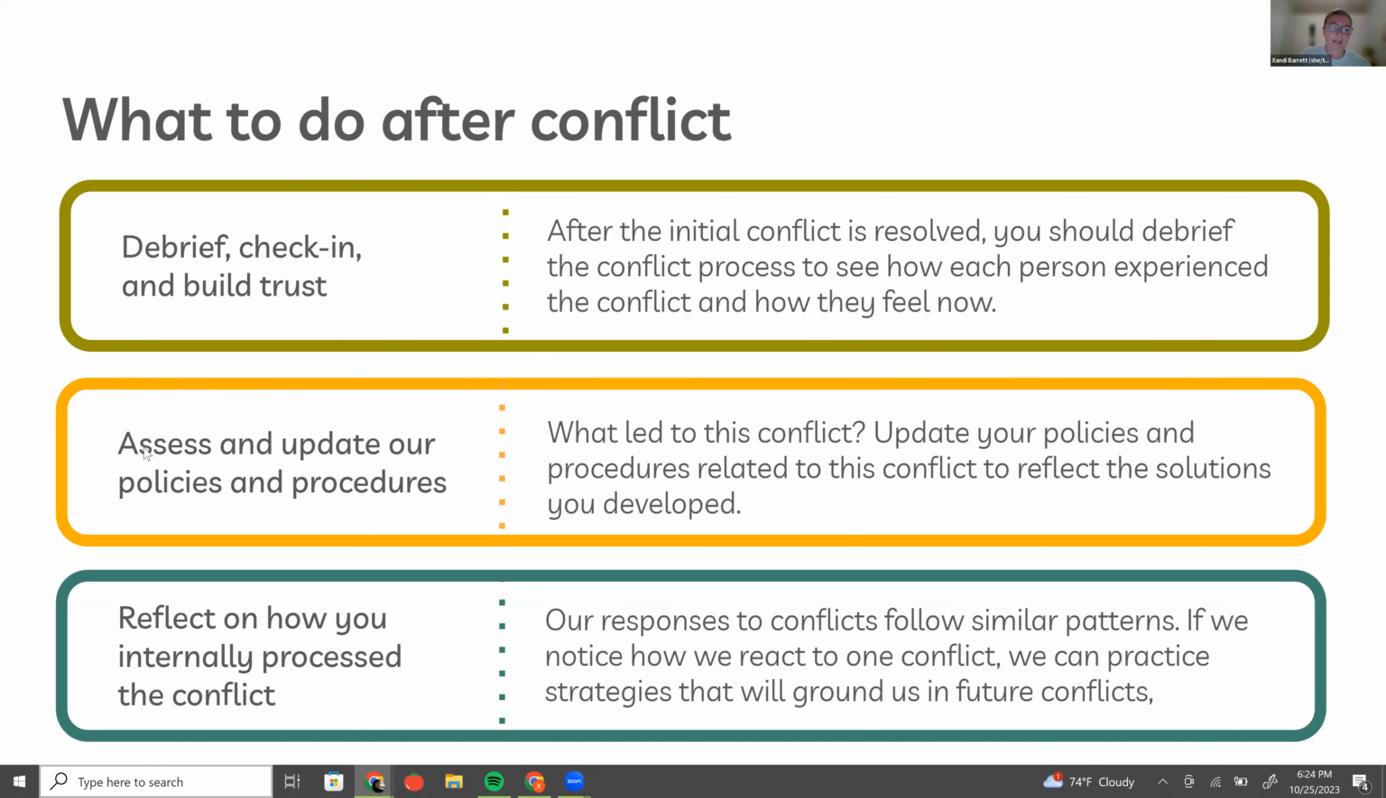Following up from that is assessing and updating procedures. Usually that debrief might surface issues with the procedures that we had in place. And then we need to take those issues and those ways we discovered that we need to change things and actually put them into our procedures so we know for next time.